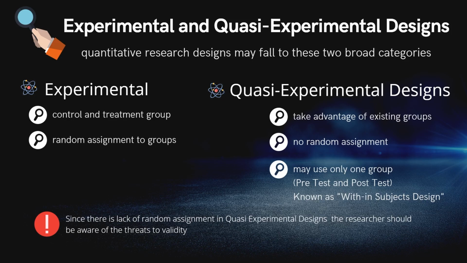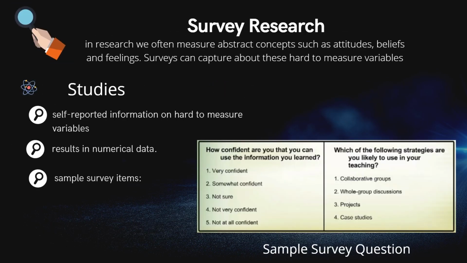You need to be careful with your assumptions and you need to be careful with your conclusions or the inferences that you make, especially in quasi-experimental designs. So we also have survey research. Survey research is another quantitative research method design.